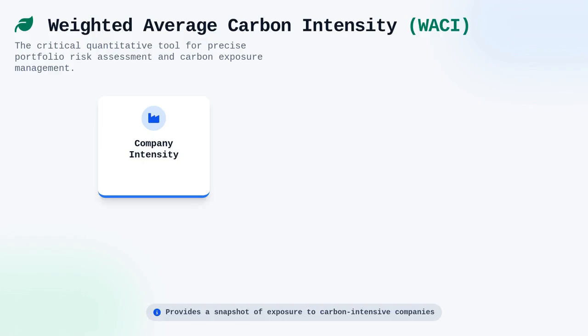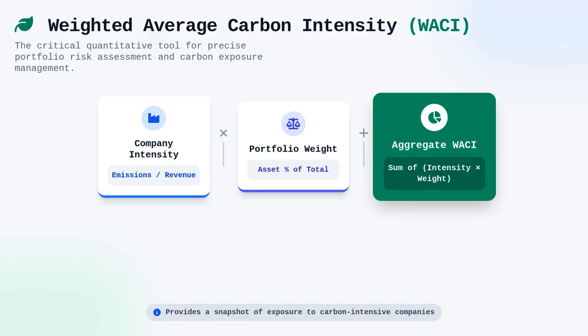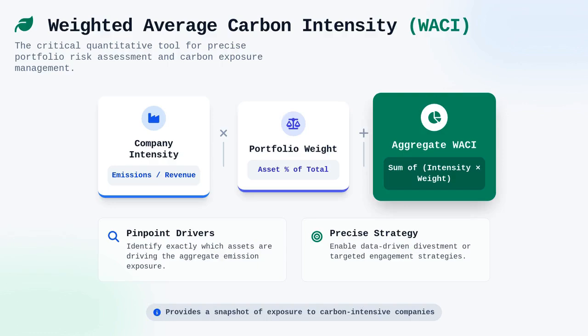To calculate this, you take the carbon intensity of each underlying company in your portfolio, defined as absolute emissions divided by total revenue, and multiply that figure by the portfolio weight of that specific security. By summing these individual products, you arrive at a single metric that represents the portfolio's aggregate carbon efficiency. This allows risk managers to pinpoint exactly which assets are driving the portfolio's aggregate emission exposure, thereby enabling more precise divestment or engagement strategies.